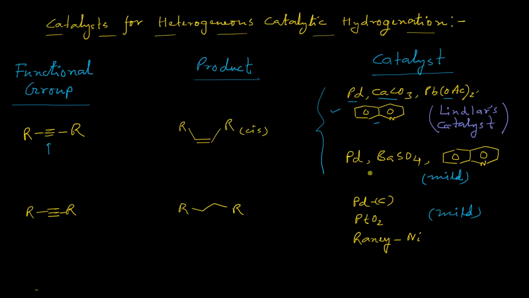Another Lindlar's catalyst-like system is palladium in presence of quinoline, and here the support is barium sulfate. So barium sulfate is chemically inert, it is basically acting as the support, and the catalyst is palladium. And here the modification 1 is quinoline. So it is also blocking the palladium site and thereby inhibiting further reduction of the alkene, which is produced from the alkyne. So using either of these two, you can easily convert an alkyne into the corresponding cis-alkene.